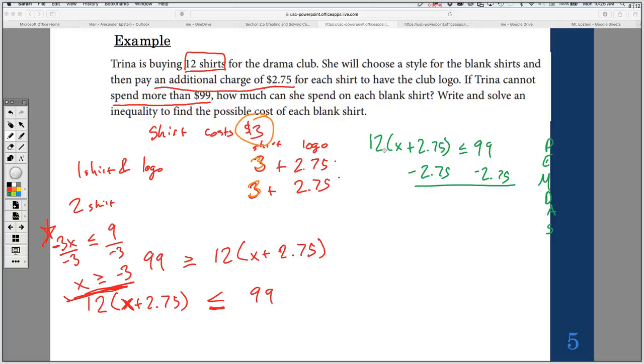So we have to do something else. Let's erase this. Start over. And I already heard from you guys that we are going to distribute, so I'm going to go ahead and do that. What is 12 times x? 12x. So this is our double rainbow. What is 12 times 2.75? 33.